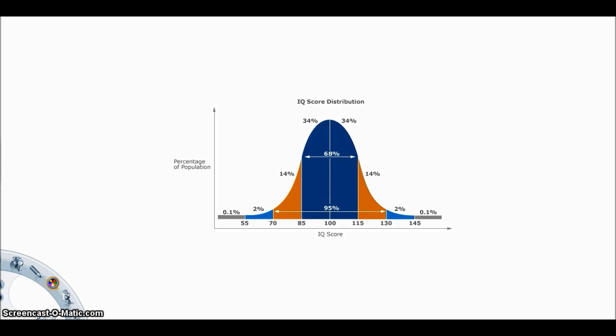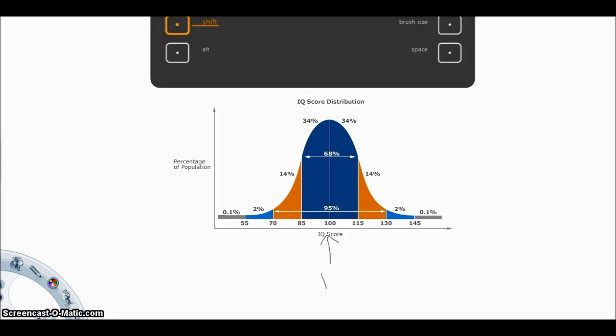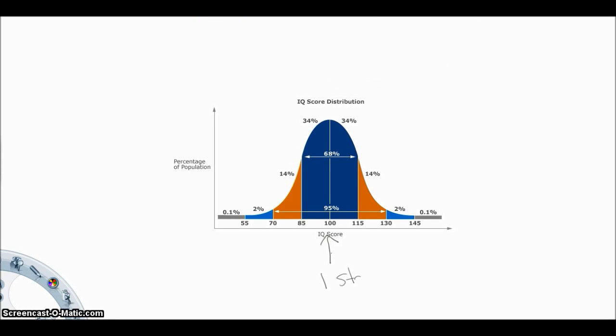So here we have the normal distribution, and you can see in the normal distribution, the whole thing adds up to 100%, or 1, if we're talking about probability. We have under the first standard deviation, which is the dark blue area, 68% of the data. We talked about this earlier, so I understand if you already have it in your notes.